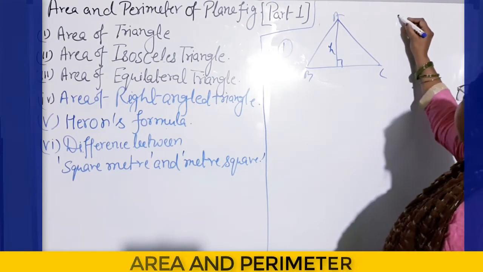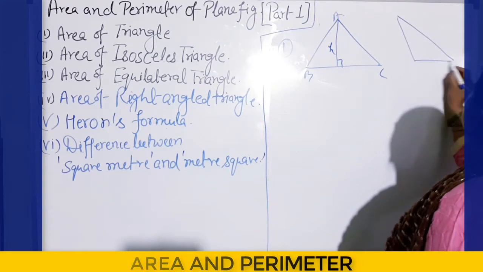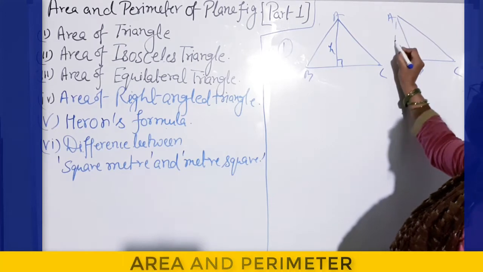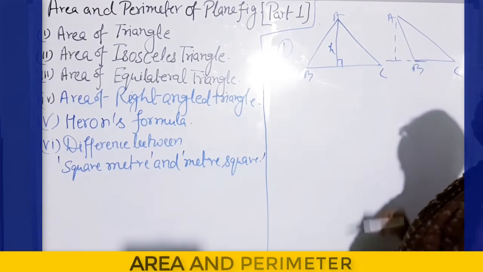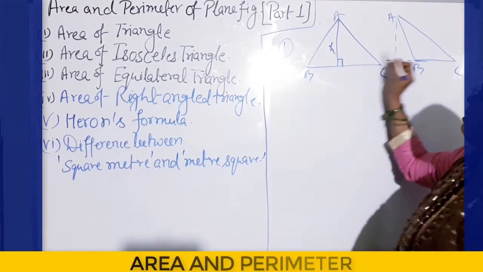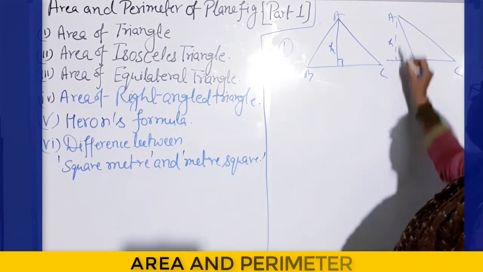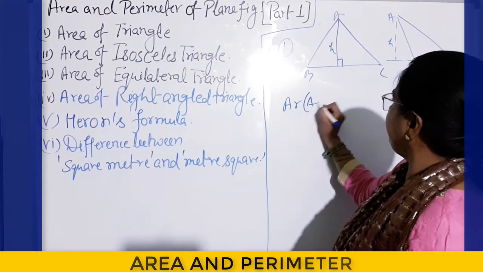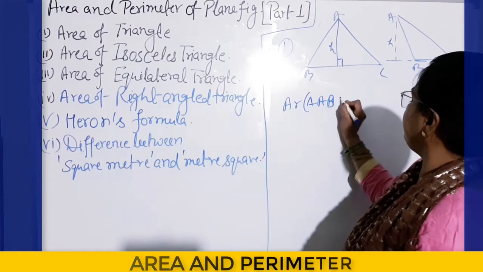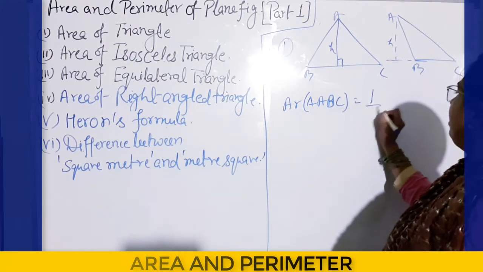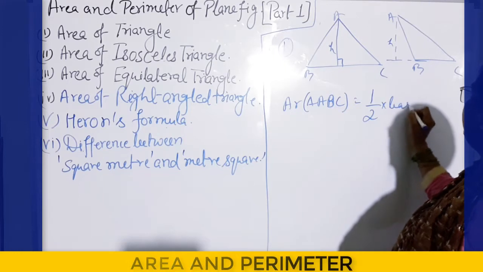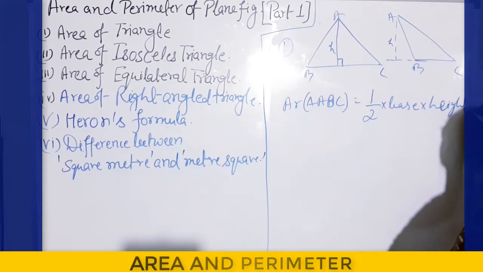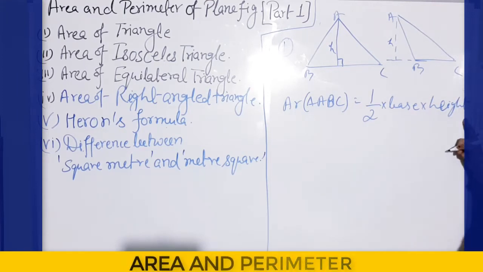In another way, you can take a triangle like this also, A, B, C. The height is drawn perpendicular from the vertex to the base. Both have the same height, H. In this way, area of triangle ABC is equal to half into base into height. Half into base into height.